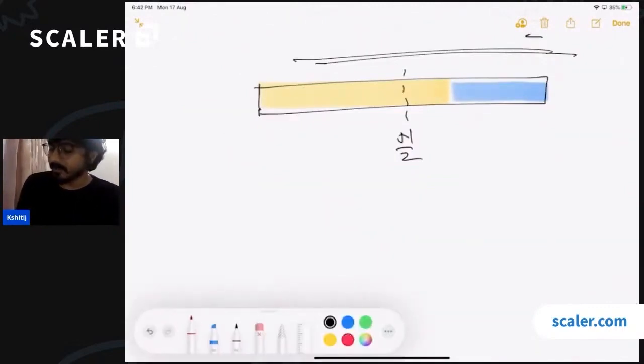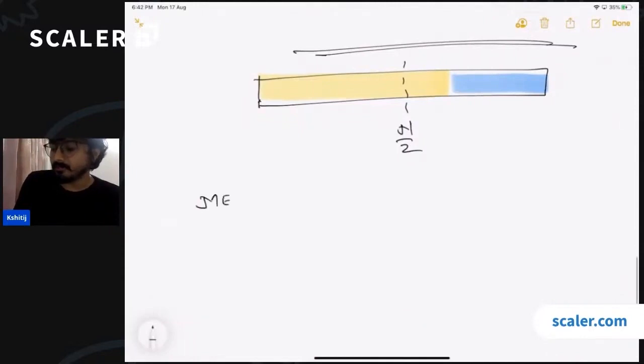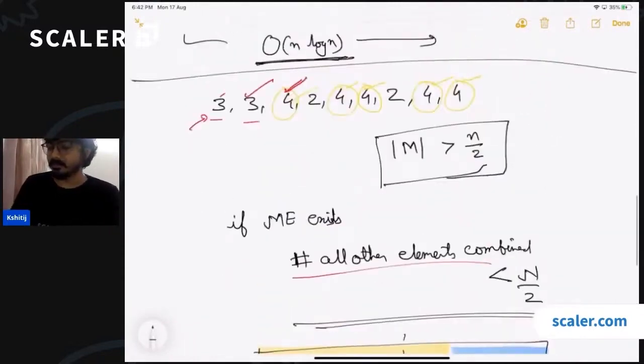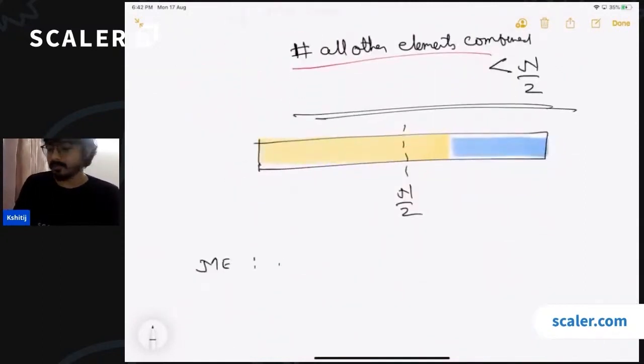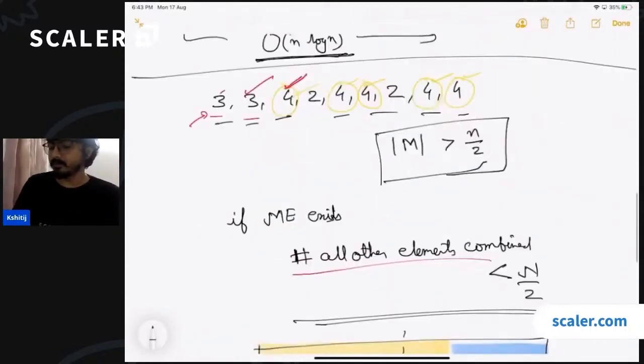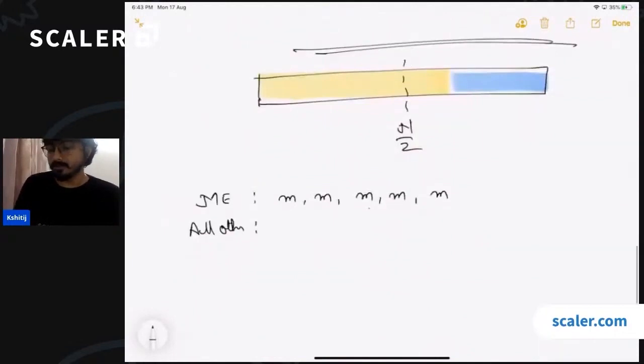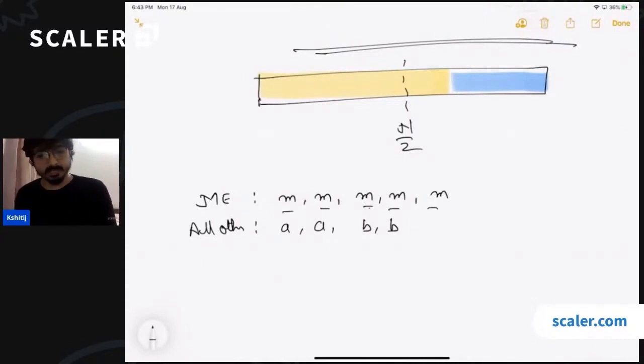Let's try to see it in terms of the election results. The party to which the majority element belongs is going to have 1, 2, 3, 4, 5 constituencies won by the majority element, right? And if we collect all the other elements together, this is going to be 1, 2, 3, 4. So we have some other element A and some other element B. These are the results from different constituencies. These 5 constituencies have been won by the majority element, and all these are won by different candidates.